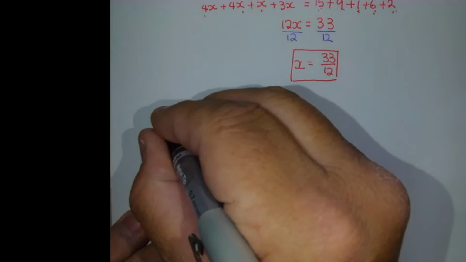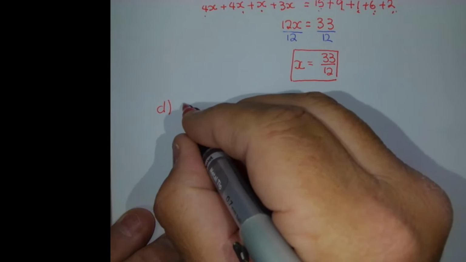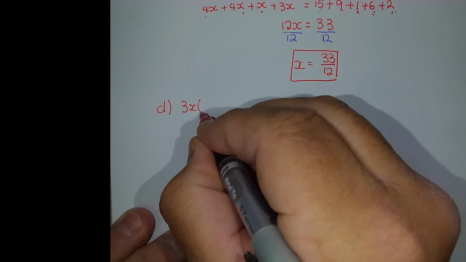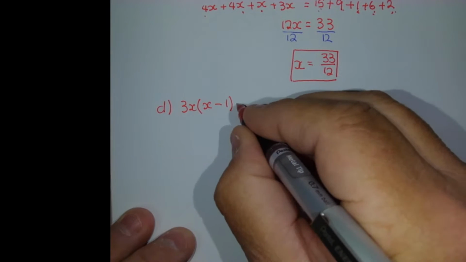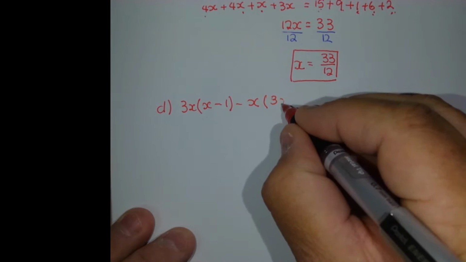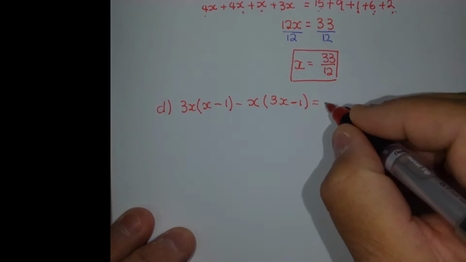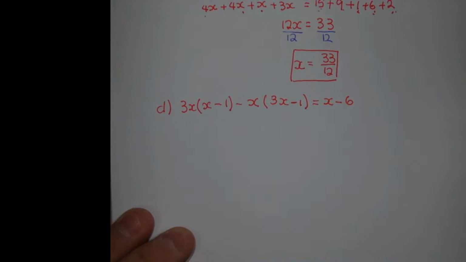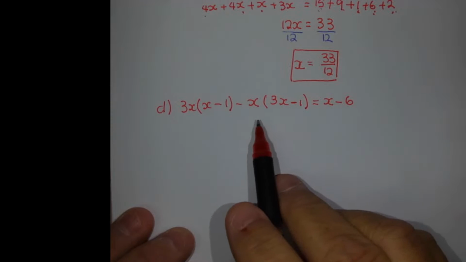So this is example D, and you're solving the equation, and your equation looks like this: 3x times (x minus 1) minus x times (3x minus 1) equals x minus 6. Okay, so in this case I'm going to operate like I normally do.